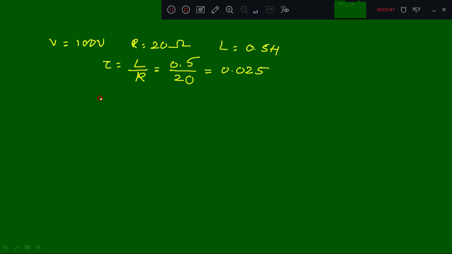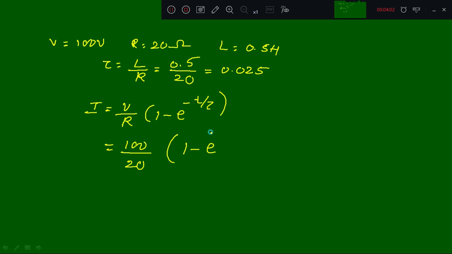Then the current flowing in the circuit is given by V by R into 1 minus e raised to minus t by tau. Voltage is 100, resistance is 20, and 1 minus e raised to minus the duration, which is given as 50 microseconds, divided by tau, which is 0.025. If you calculate this in the calculator, the answer is 9.99 milliamps, which is less than the latching current.